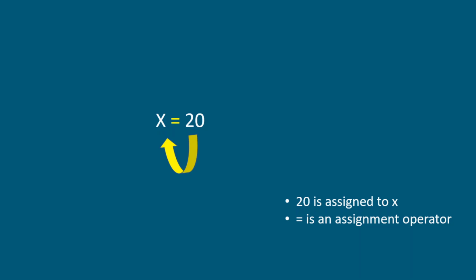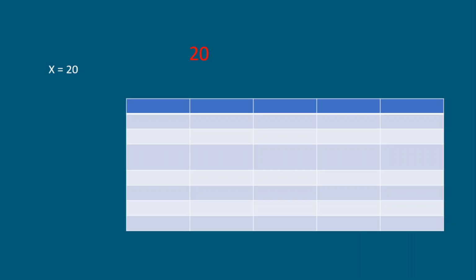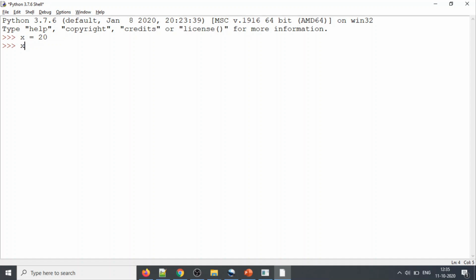Internally, what happens with this Python command is this. The integer 20 is stored somewhere in the memory of the computer, and a symbol x gets created that points to that memory location. Please note that the symbol x itself does not contain the value 20. Rather, it points to a location in the memory where 20 is stored. Let's verify this. Write x in the Python shell and press enter.